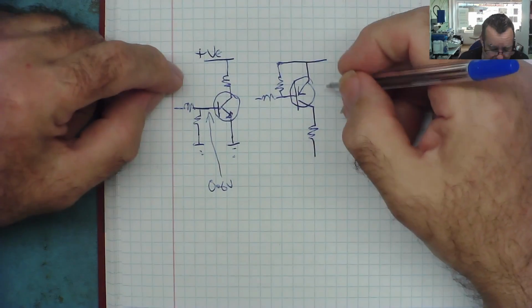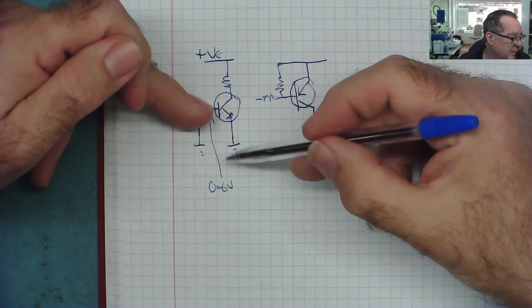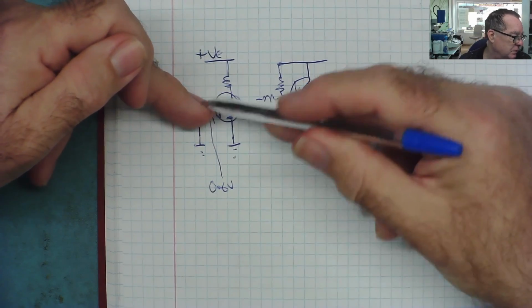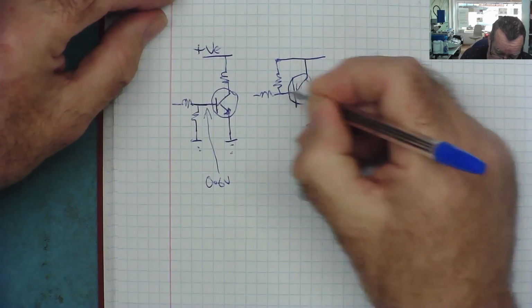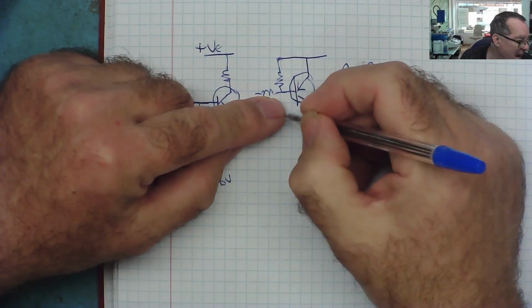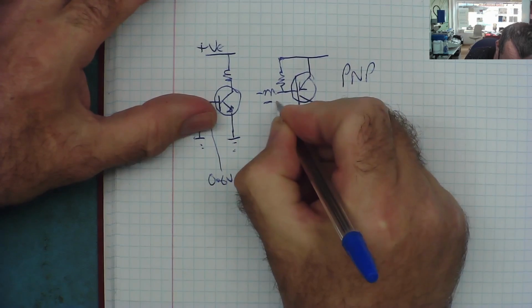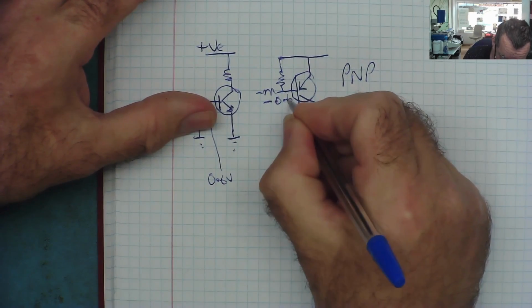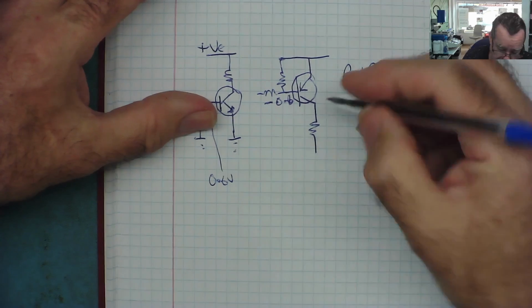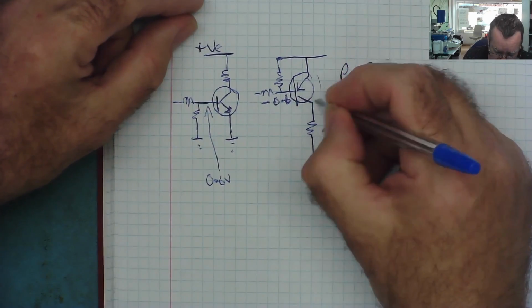Now with a PNP transistor, instead of the base having to be more positive than the emitter to turn the transistor on, with a PNP, the voltage on the base has to be more negative than the emitter. So you have to apply a voltage here of about minus 0.6 to turn this on. And when you turn this on, the voltage on the collector will basically go to the same voltage as the emitter. It's almost like a short.